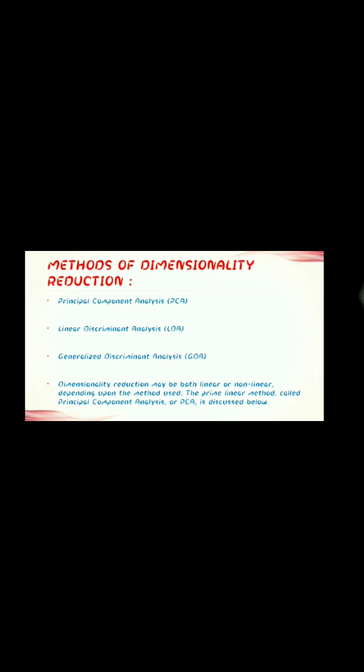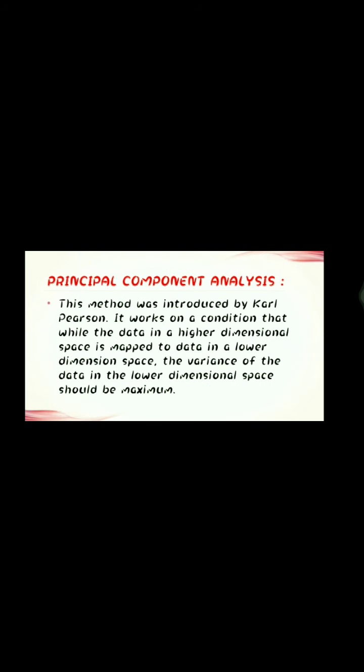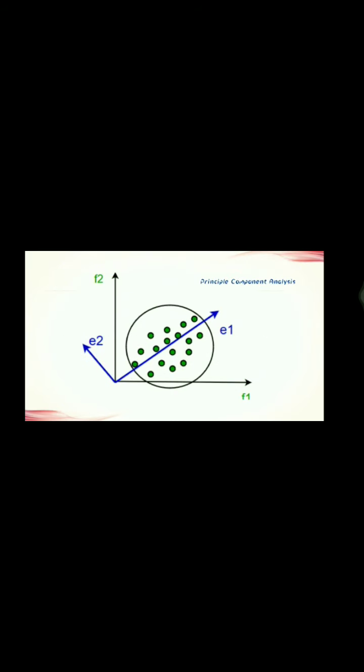Let us know what is meant by principal component analysis. This method was introduced by Karl Pearson. It works on the condition that while the data in the higher dimension space is mapped to data in a lower dimensional space, the variance of the data in the lower dimension space should be maximum. Here you can see the cylinder with the two eigenvectors, which determine the principal component analysis method.